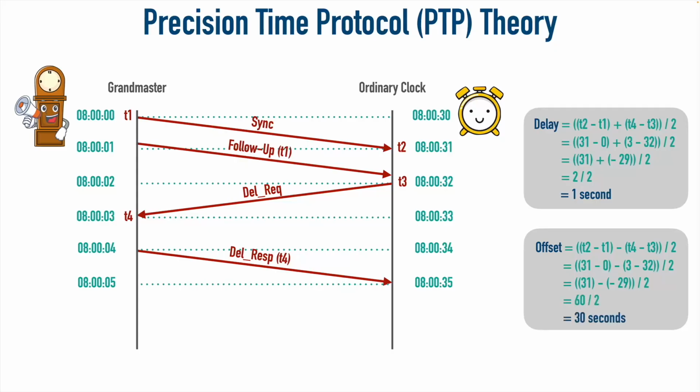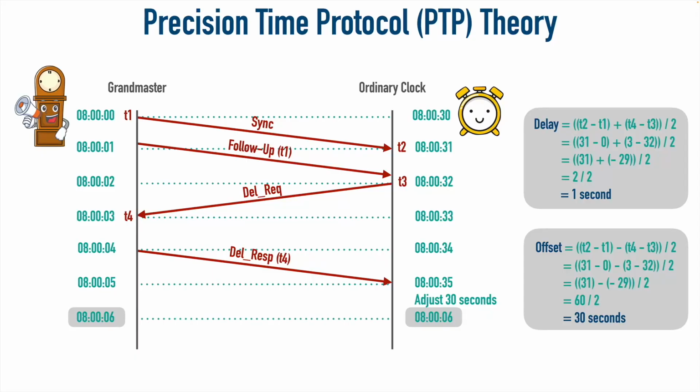That is the offset. Our ordinary clock does this calculation and it realizes it needs to adjust its clock by turning itself back 30 seconds because it was running 30 seconds too fast. And then once it makes that adjustment, our clocks are finally in sync. They both agree that the current time is 8 o'clock and 6 seconds. And of course, network delay can vary on the network. That's why the Grandmaster clock is going to send out those sync messages periodically and will continually be adjusting our time.